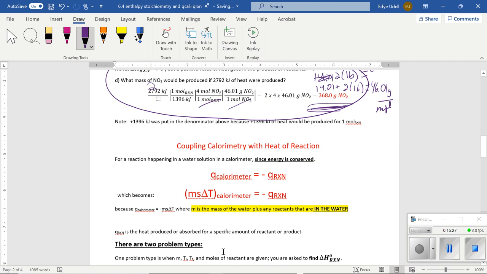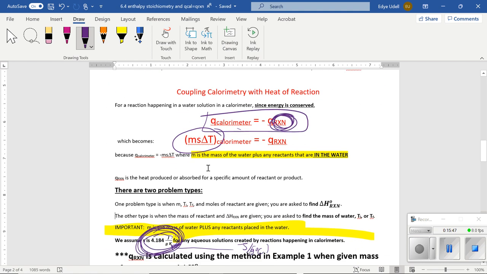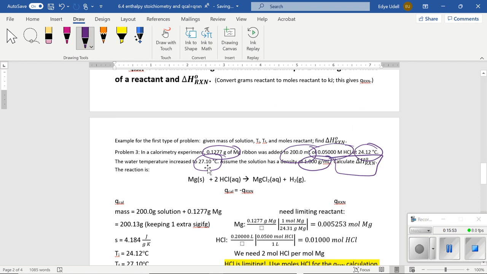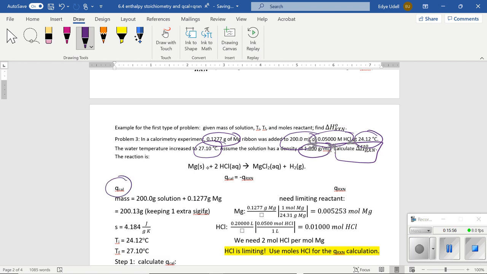I know I'm doing this type of problem because I have a reaction and I've got information about temperature and masses and heat capacities. The way I know what type of problem I'm doing is based on the information I'm given. If I have a reaction and I have temperatures, I am using this equation right here. So I split this into the calorimeter and the reaction data.